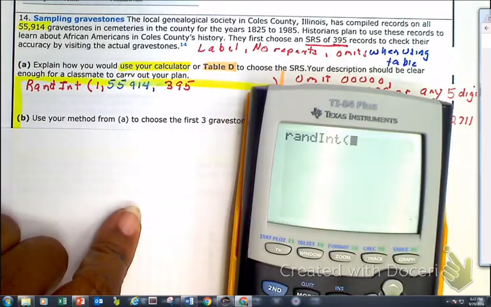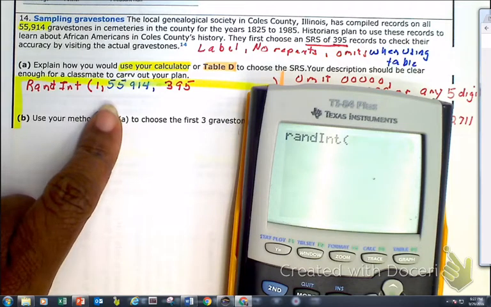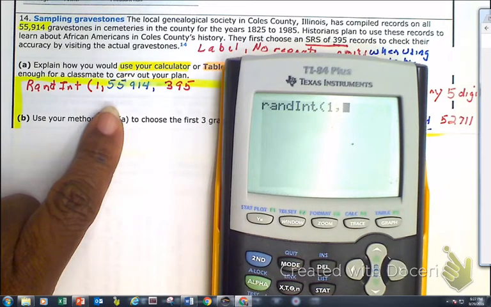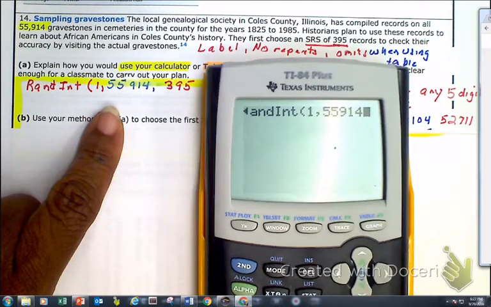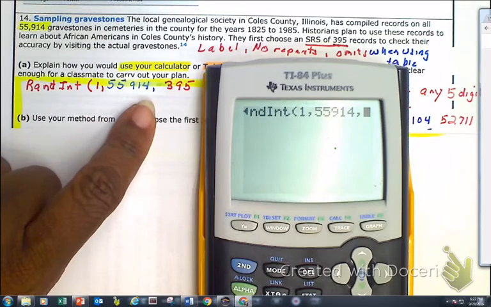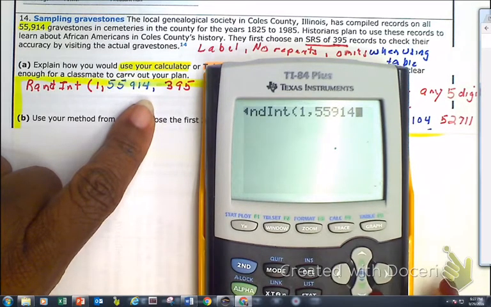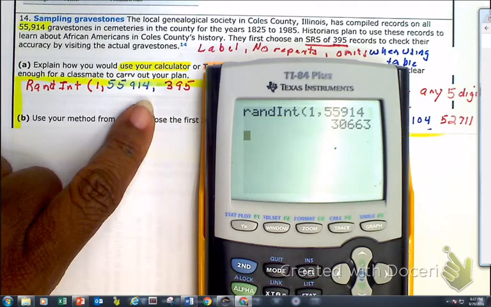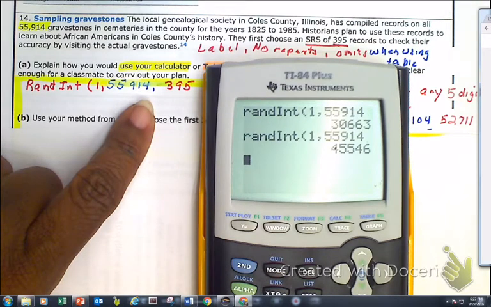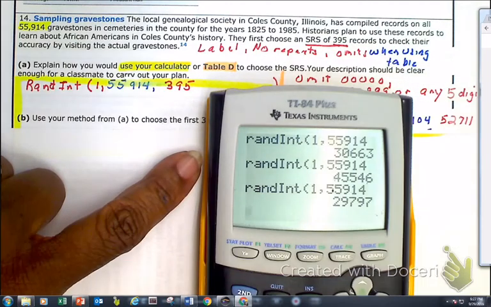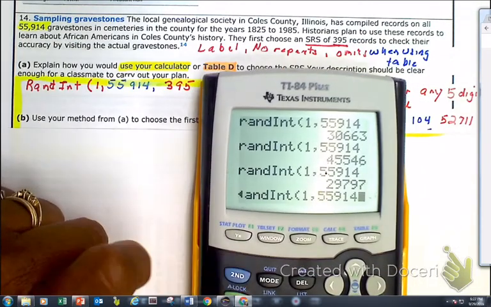Well, you know that I have to give a numerical allocation to all 55,000 of those gravestones. And if I did that and put it in the calculator, I'm going to go 1, comma, 55914, then comma. Let me delete that comma. And it's going to give me tombstone 30,663. Here's tombstone 45,546. Here's tombstone 29,797. Seriously, I've only done 3. They want 395. So that takes us to how we would do this regardless.